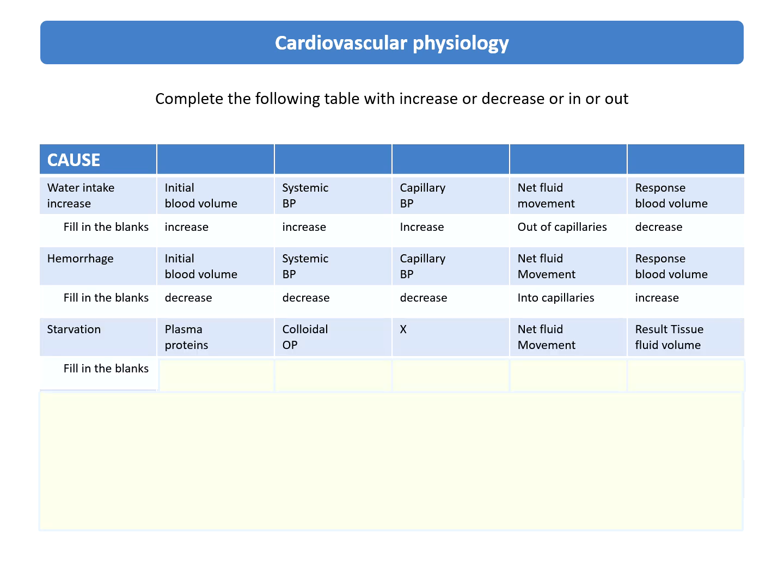What about starvation? In starvation, plasma proteins are decreased. Therefore, the colloidal osmotic pressure decreases. Let's skip the capillary blood pressure. Of course, that would be a decrease as well. But the net fluid movement would be out of the capillaries. And the result is an increase in tissue fluid volume, the ascites we've mentioned.